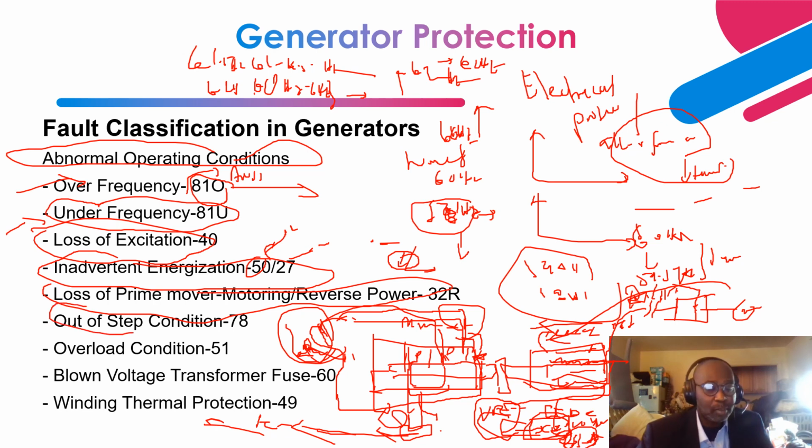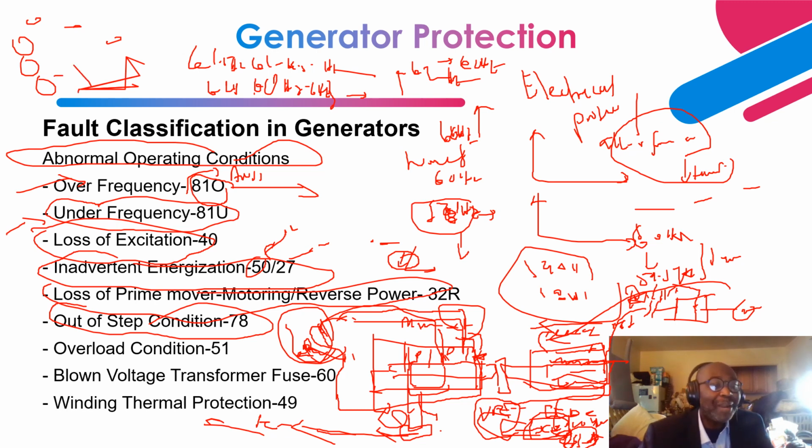Next is out-of-step condition. Okay, so for out-of-step condition, you have many generators, right? Let's say about 10 of them that are all tied, operating in synchronism. All of them have a transmission network, right? That are all tied together, right? So that's how you achieve that vast transmission network.